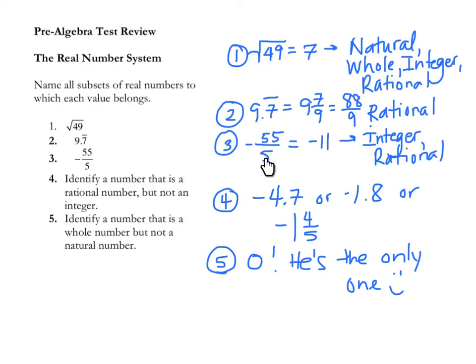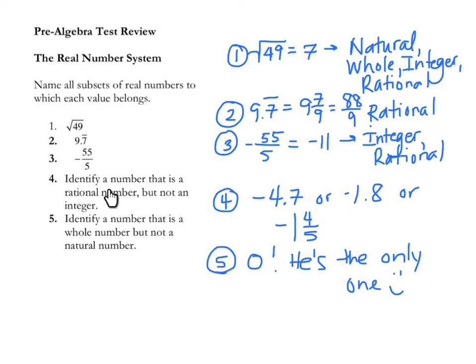Negative 55 over 5. When you divide that, you get negative 11, and that is an integer. It's negative, so it can't be a whole number or a counting number, but it is an integer, which means it's also a rational number. I could write it as a fraction. I could put a fraction bar under it and put the number 1 underneath it if I wanted to.